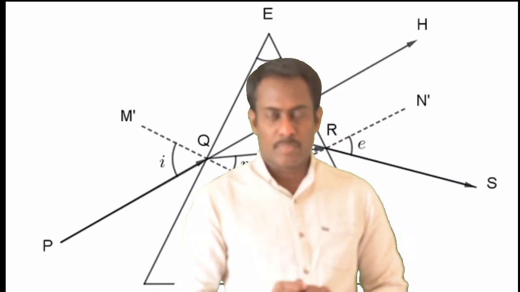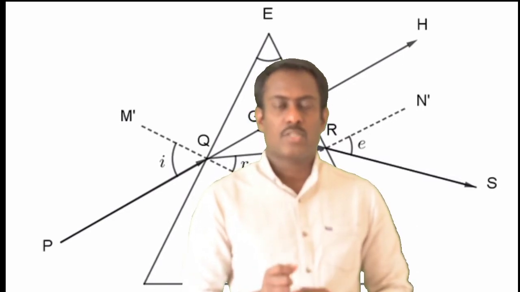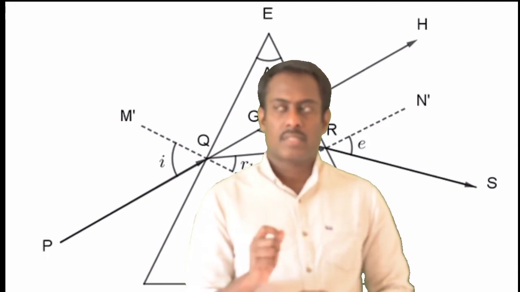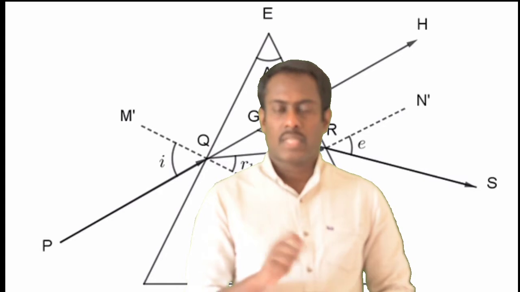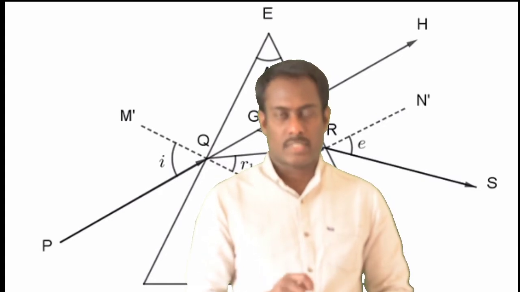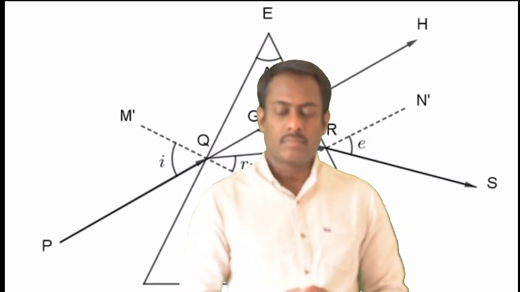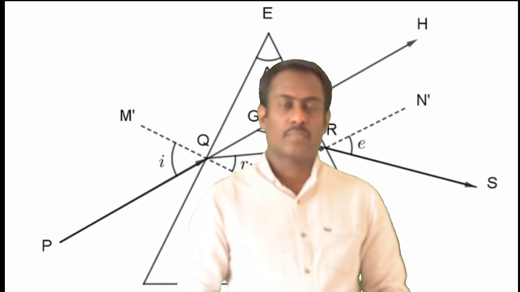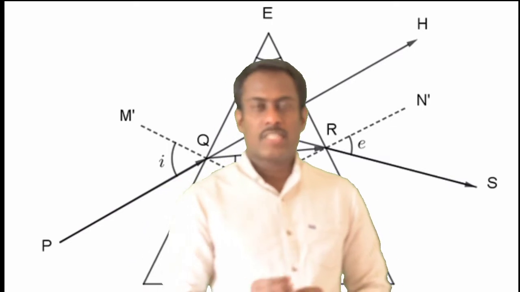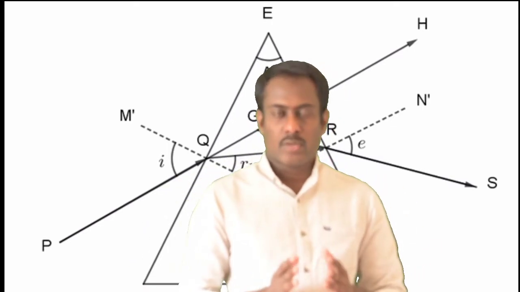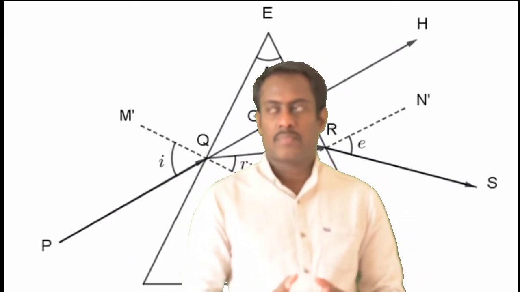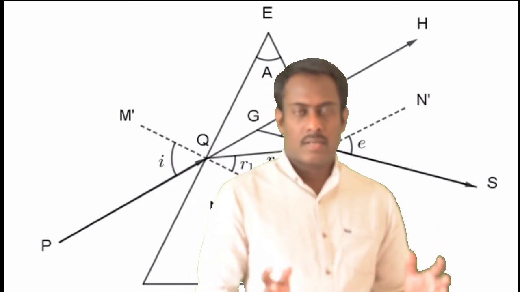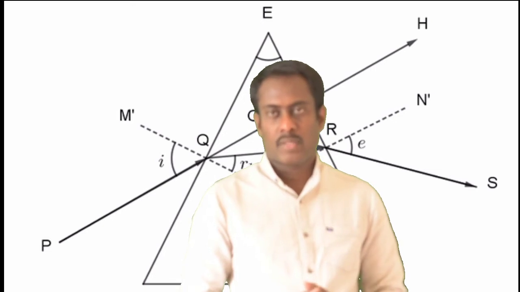Then what do we mean by a glass prism? A glass prism consists of two triangular bases and three rectangular lateral faces. The angle between two lateral faces is called the angle of prism. Since it is a glass medium, the density of the glass and the density of the medium around it will be different.